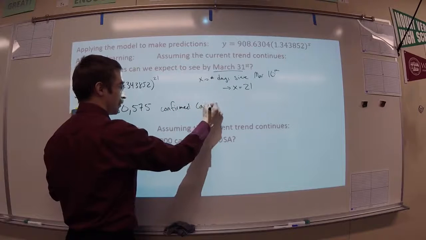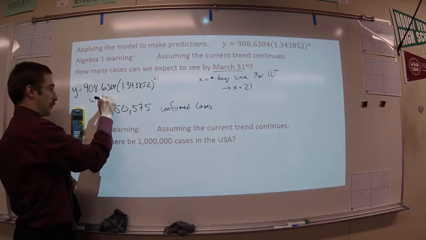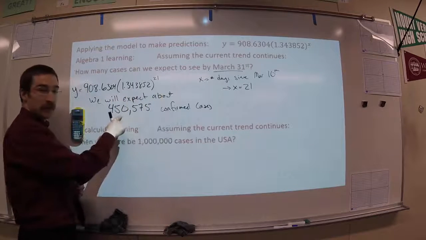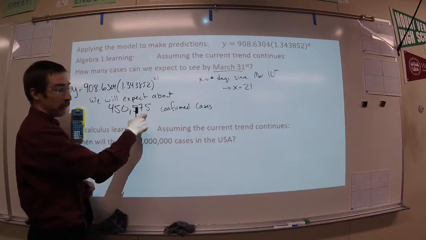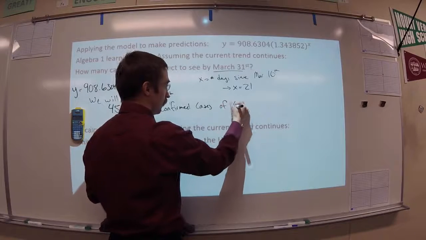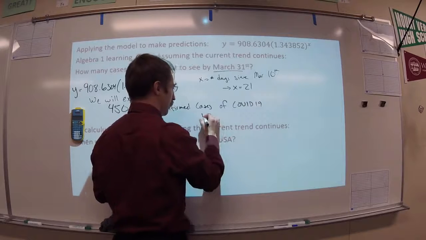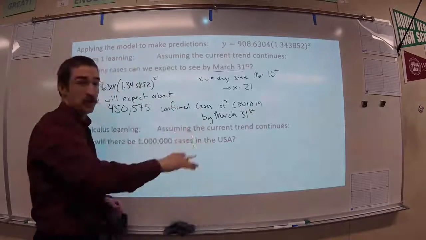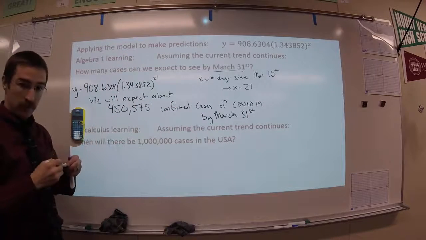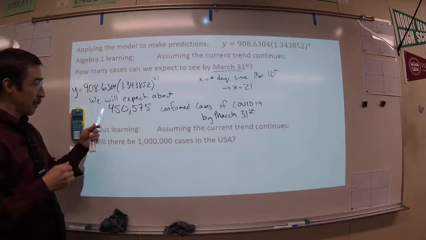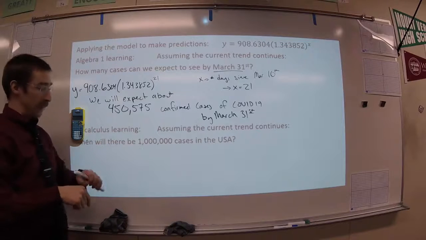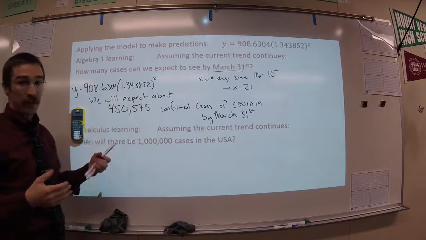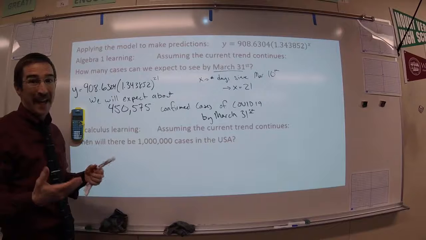So we will expect about 450,575 confirmed cases of COVID-19 by March 31st, if this trend continues. That's a huge number. That's about 10 times bigger than what we have today, and that is in 8 days. So in 8 days, we'd expect the number of cases to increase by 10x. That's a ton.